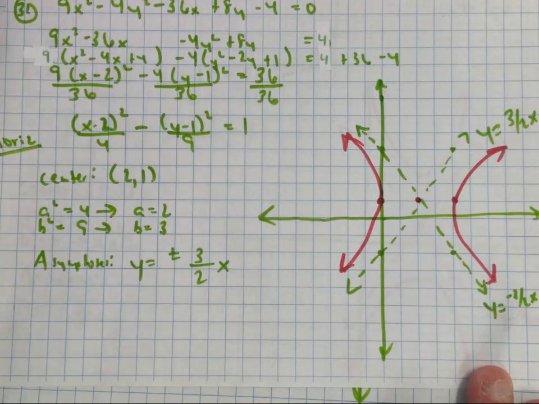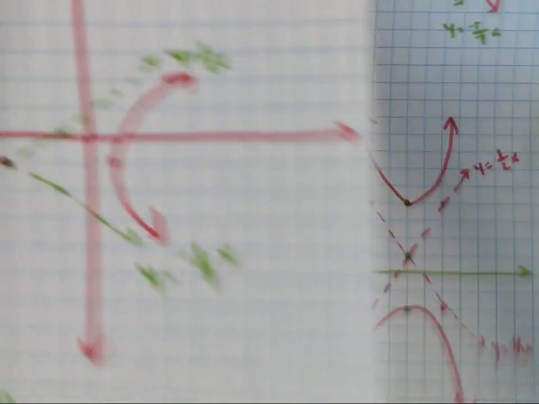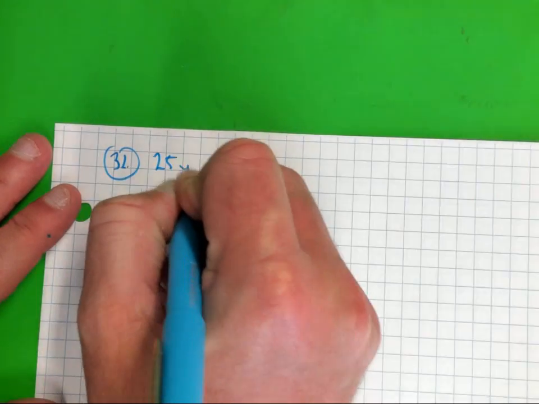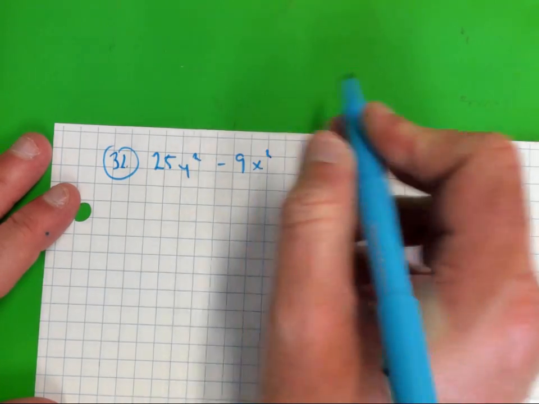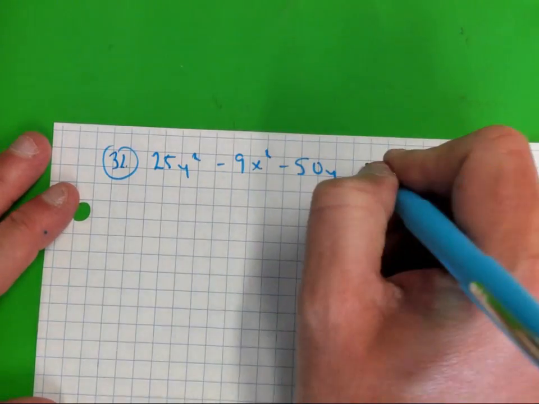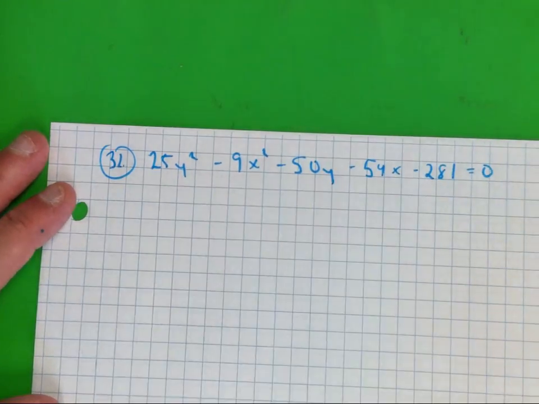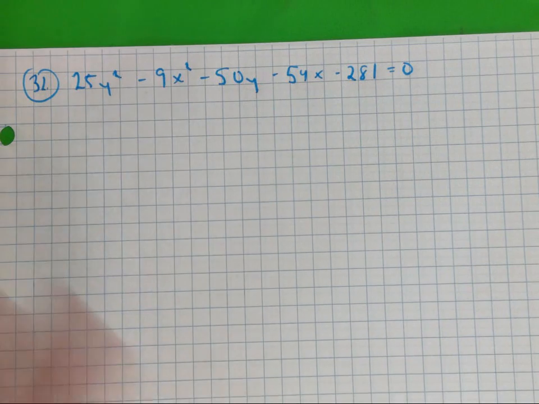All right, let's do 32 together. Number 32 is 25y squared minus 9x squared minus 50y minus 54x. That's what I told you to change in your Remind. Matthew, did you open the Remind? Yes. Okay. It had negative 52 in your homework. It's negative. Let's make it work with negative 54.